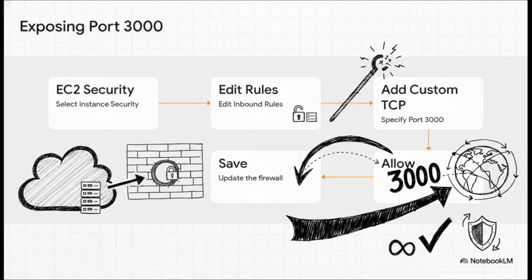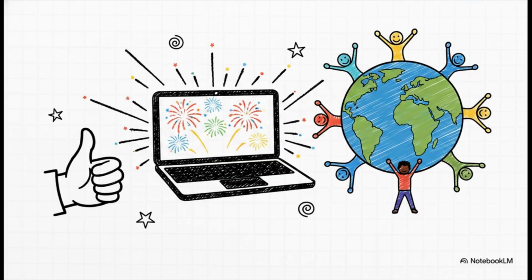Back in the AWS console, under your EC2 instance's security tab, you just edit the inbound rules. You add a custom TCP rule, specify port 3000, and set the source to 0.0.0.0/0. In networking terms, that specific source IP block is universally recognized as meaning anywhere. You hit save, and that updates the firewall instantly. Now jump back to your browser and hit refresh. Success! Your Node.js application, which was previously trapped entirely on your local hard drive, is now globally accessible. Literally anyone with your EC2 instance's public IP address can view and interact with your work.